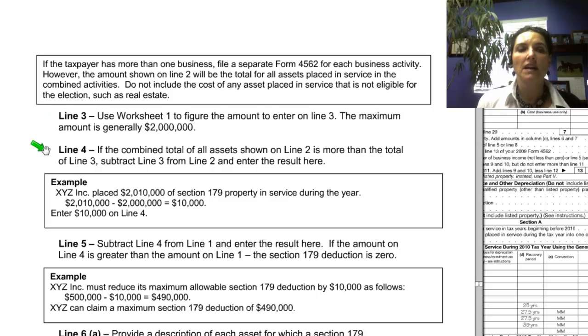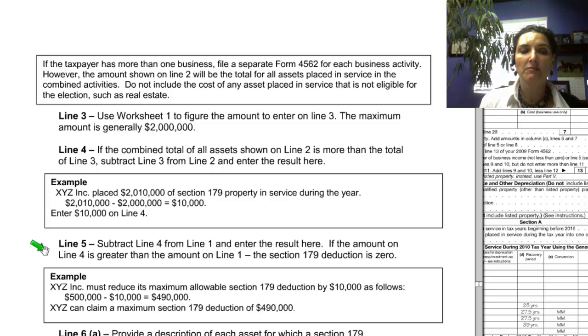Line 4. If the combined total of all assets shown on line 2 is more than the total of line 3, subtract line 3 from line 2 and enter the result here. And here's an example. XYZ Inc. placed $2,010,000 of Section 179 property in service during the year. We need to take $2,010,000 and subtract out $2 million. The difference is $10,000, and $10,000 is the amount that we would enter on line 4.